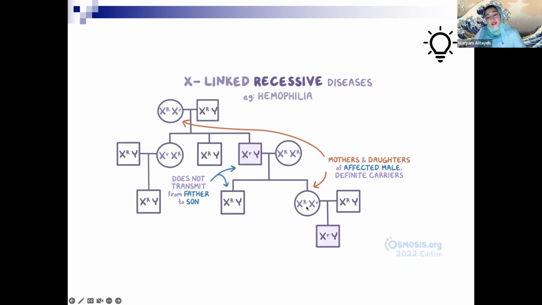So here he passed it to his daughter, and the daughter is a carrier, which is why she's not affected. But she passed this copy onto her son. That's why he's affected. Okay, so daughters of an affected male are always going to be carriers. Why? Because this is the only thing that the father can give to the daughter, right? He has to give her an X chromosome, and the other X chromosome is from the mother. So if you have a daughter and the father is affected, that means she's always going to be a carrier. Okay, so that's how X-linked recessive disorders present.